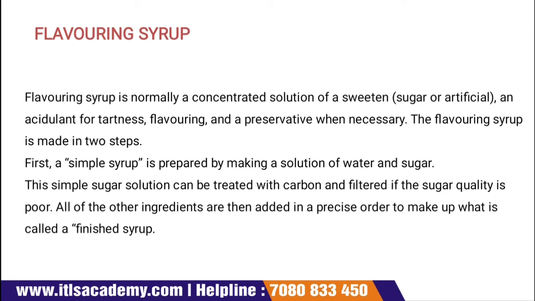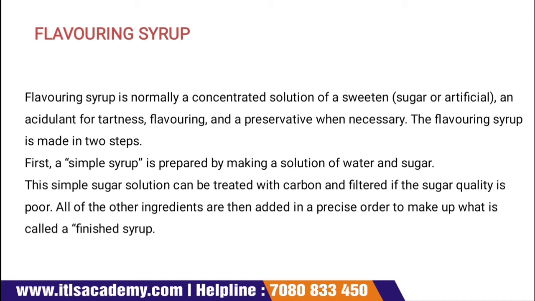The flavoring syrup is made in 2 steps. तो फ्लेवरिंग सिरप्स को हम 2 स्टेप्स में बनाते हैं. The first one is simple syrup and the second is the finished syrup. Simple syrup is prepared by making a solution of water and sugar. In this, you prepare a solution of water plus sugar. This is simple syrup. The simple syrup sugar can be treated with carbon and filtered if sugar quality is poor. All other ingredients are then added in precise order to make up what is called a finished syrup.